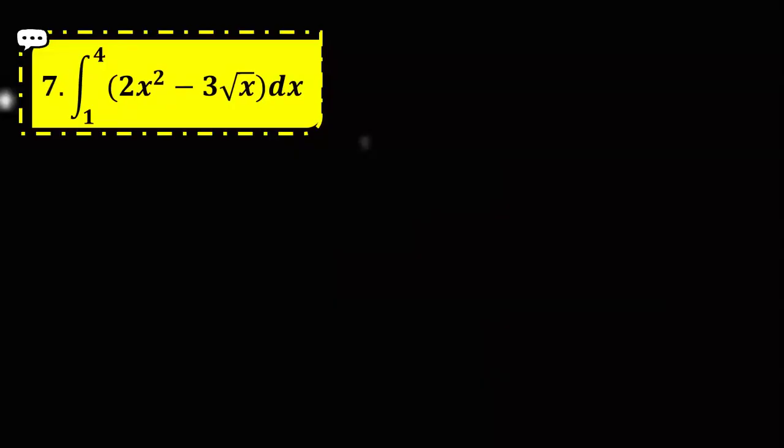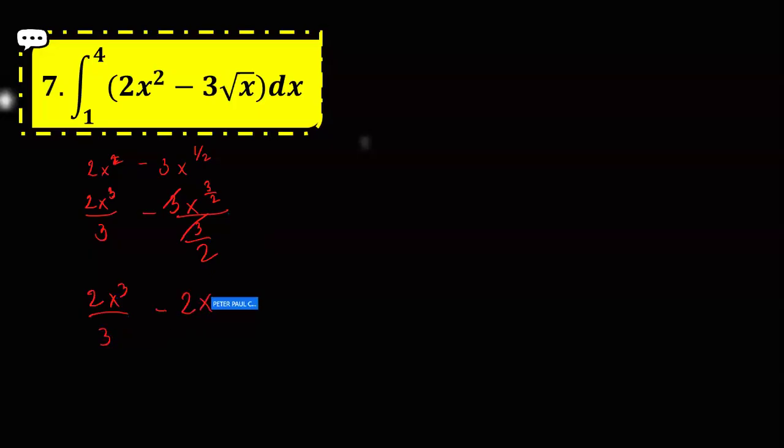For number 7, look at this one. You have 2x squared minus 3x raised to 1 half. So when we get the integral, we'll have 2x cubed over 3 minus 3x raised to, what is 1 half plus 1? So that's 3 halves over 3 halves. Then this will be cancelled. So that becomes 2x cubed over 3 minus 2x raised to 3 halves.